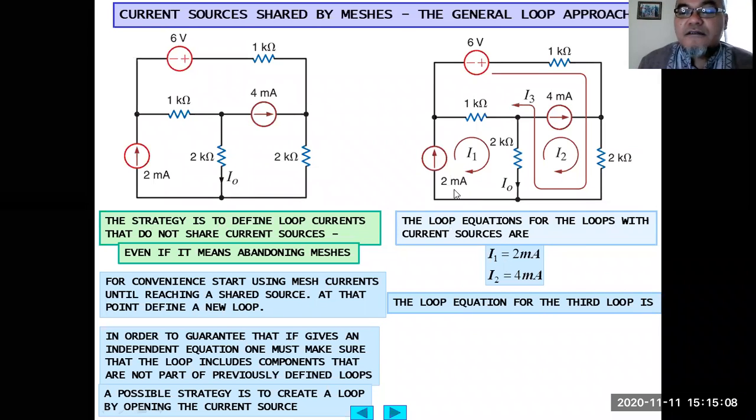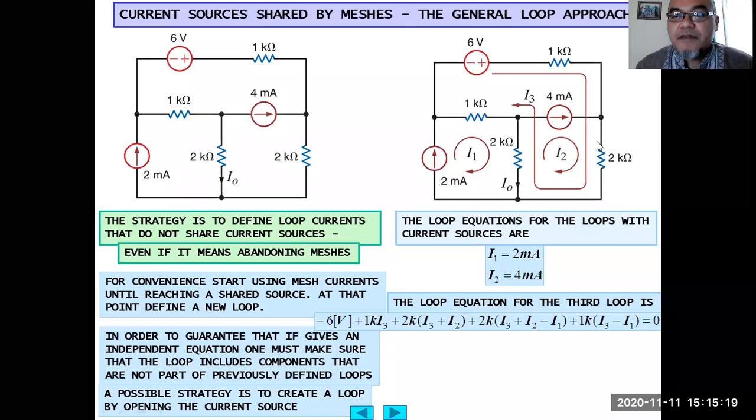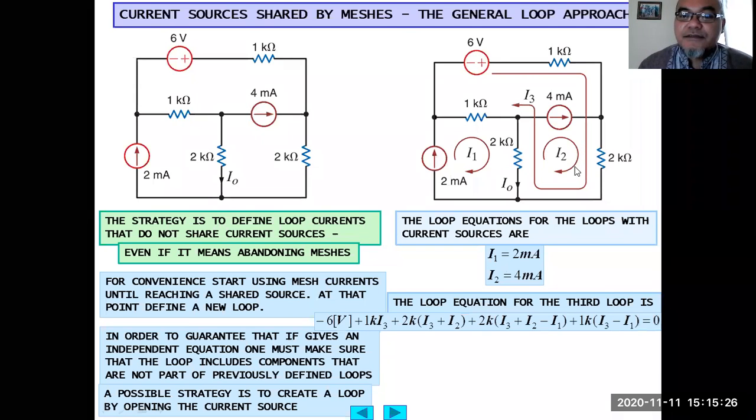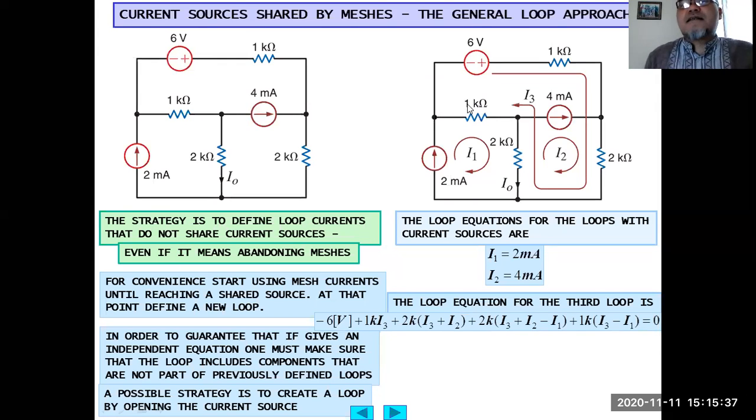So the loop equation for the third loop is minus 6 volt plus 1 kilo ohm I3 here, plus 2 kilo ohm times I3 plus I2, because through this 2 kilo ohm there flow two currents, I3 and I2. Then plus 2 kilo ohm here times I3 plus I2 negative I1. And here plus 1 kilo ohm multiplied by I3 negative I1, because I1 is opposite to I3.